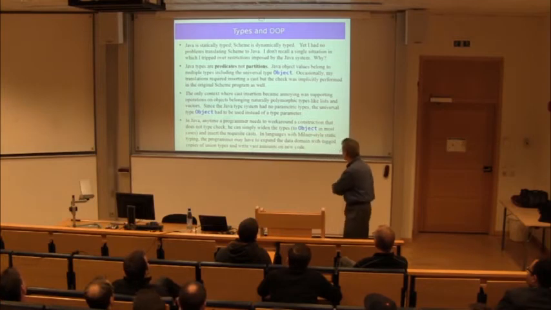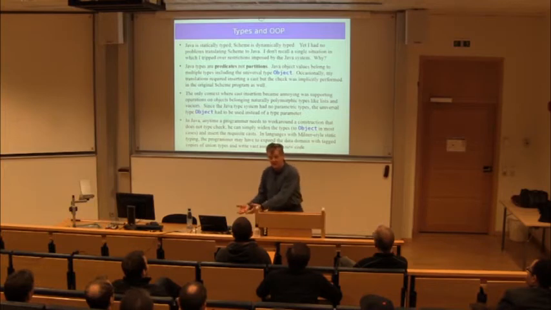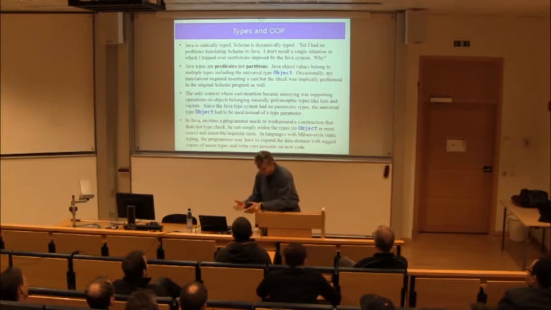So let's talk about types in OOP. Java is statically typed, Scheme's dynamically typed. Yet I had no problem translating Scheme code to Java code. Why is that? In contrast, I tried to write my Scheme examples, even in enhanced Milner-style lambda calculi, and I just couldn't do it. I can actually show you some examples on the board afterward that I won't type, but I could always express these things in Java. And then I said, well, what's going on here?